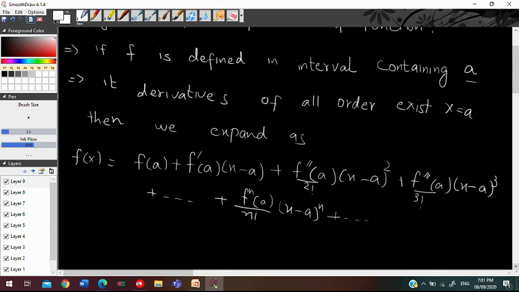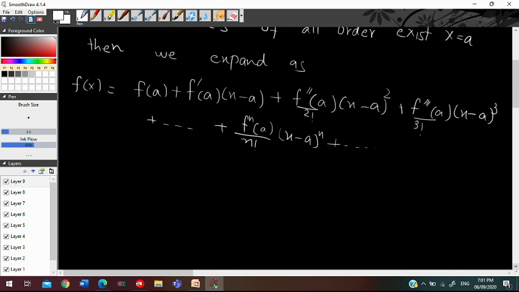Now you can see the symmetry in all terms. Here we have no derivative, simply the function at this specific point. First derivative with this factor, and this factor has the power 1 with 1 factorial. Then second derivative and 2 factorial, this factor has power 2, and up to the nth term and so on.